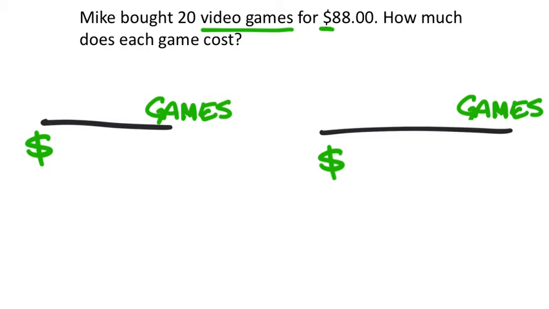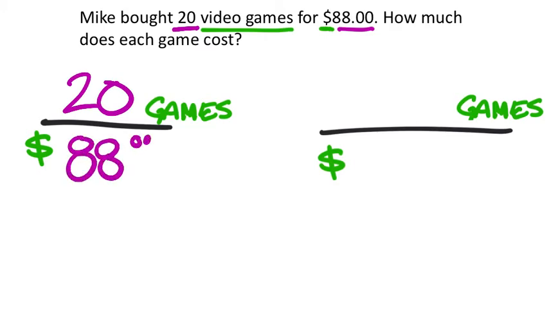So what did it give us? The information that was given was 20 video games, and right now I have that in the numerator, 20 games for $88. So again, you could write the decimal out here. You can just write it like this if you'd like. It doesn't really matter. It's 88. For this one, though, since we've already seen one like that, I'm just going to get rid of the decimal there. Okay, so $88, 20 games for 88 bucks.